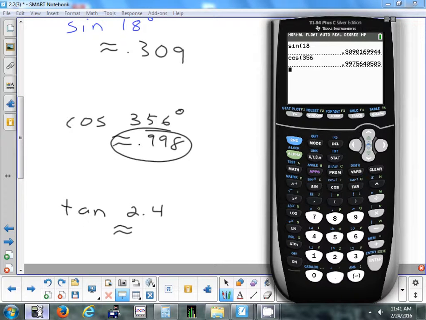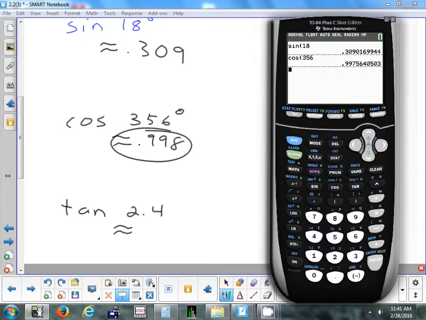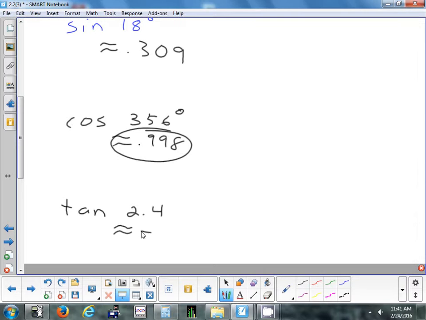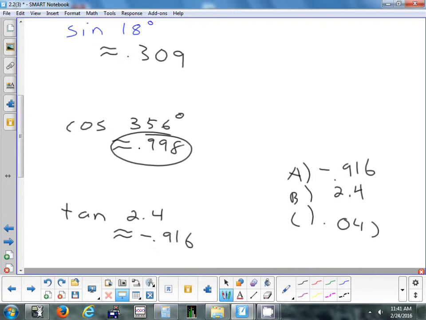Well, should I be in degrees for this one? No. This one I should be in radians. Okay, we get negative 0.916. Right, now, if this was multiple choice, let's say I had these as choices: negative 0.916, 2.4, and let me do one more, 0.042. Which choice is correct? Yeah, for this problem, A is the correct choice.